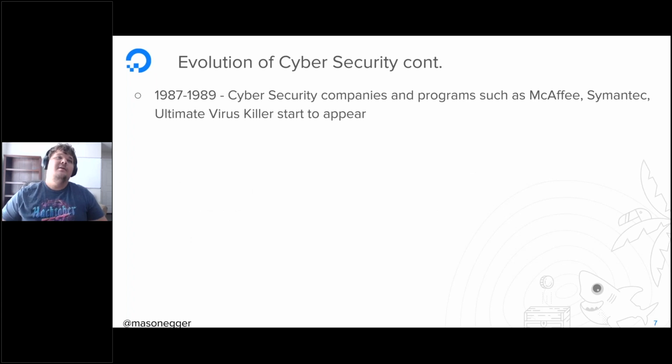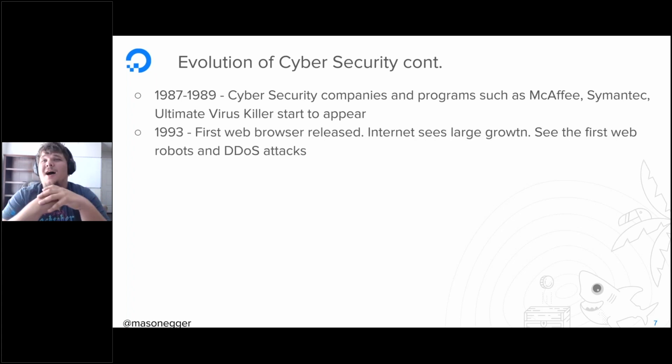In 1987 and 1989, cybersecurity companies such as McAfee, Symantec, and Ultimate Virus Killer, I remember having that program, they all start to appear. In 1993, we see the first web browser released. The internet sees a very large growth, and this is also when we start to see the first botnets and the first distributed denial of service attacks happening, because now that we have bots, we can do distributed denial of service.